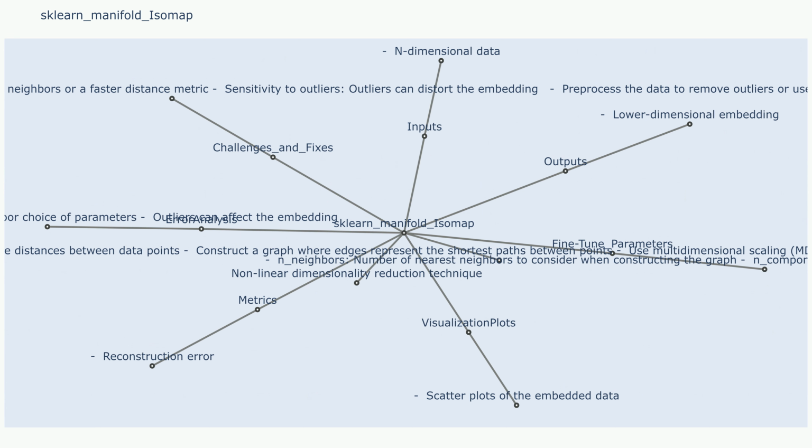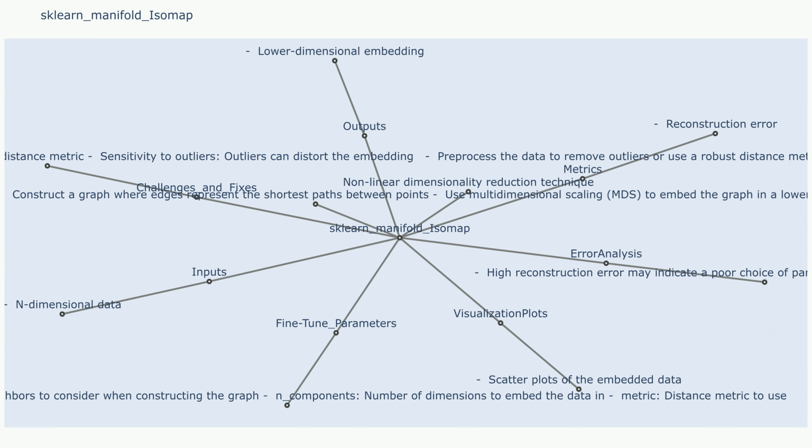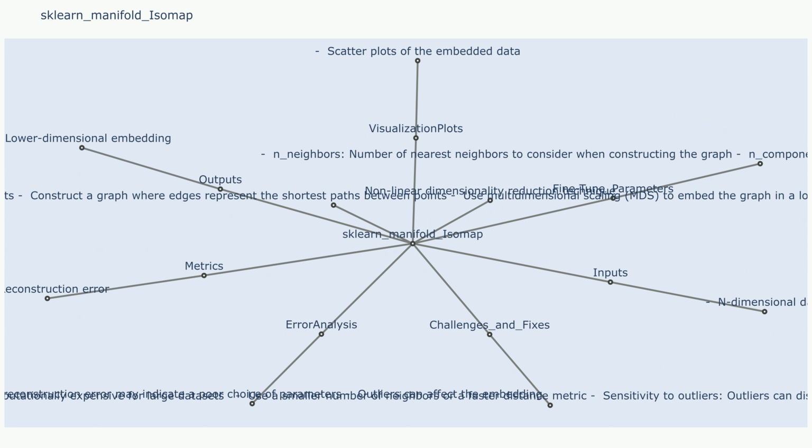Stress. A similar metric to reconstruction error, also known as Kruskal stress, which measures the discrepancy between the distances in the high-dimensional space and pairwise distances in the low-dimensional embedding. Visualization plots. Scatter plot: the low-dimensional embedding can be visualized using a scatter plot, where each point represents a data point and its position in the plot corresponds to its coordinates in the embedding. This plot helps to identify clusters and nonlinear structures in the data.